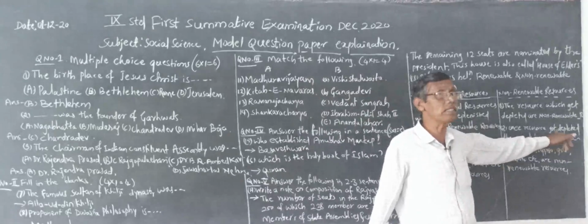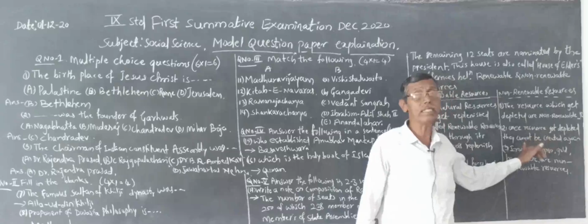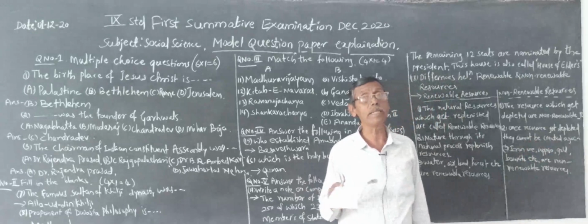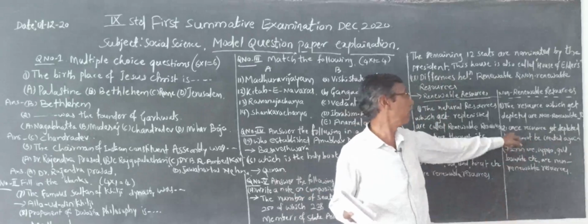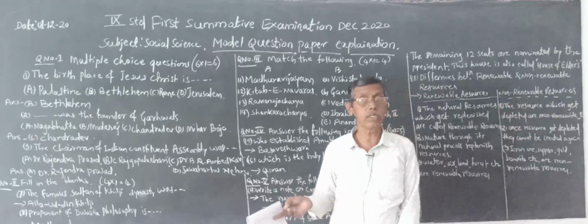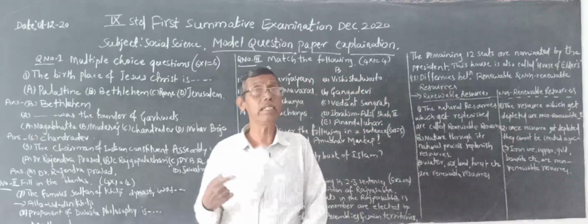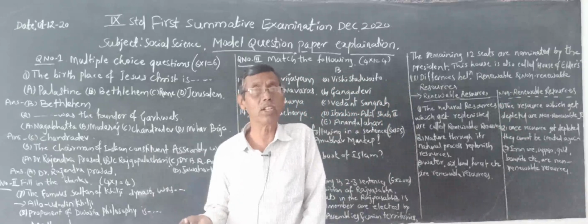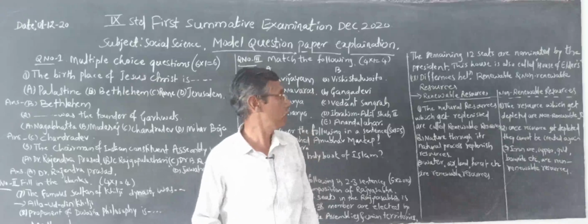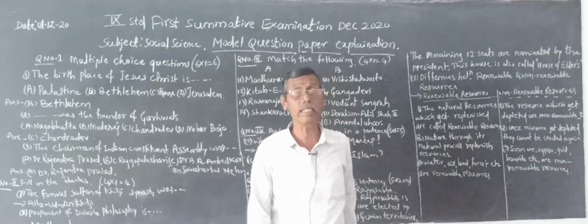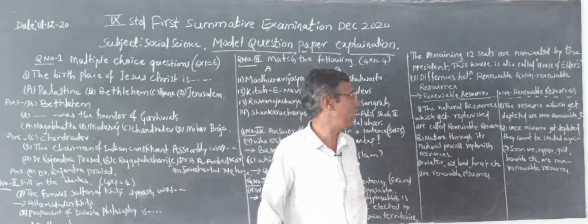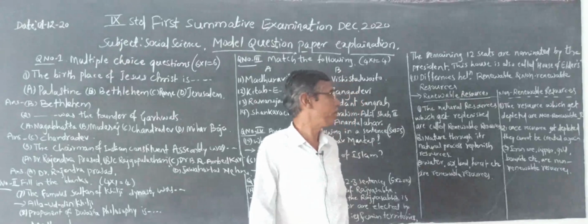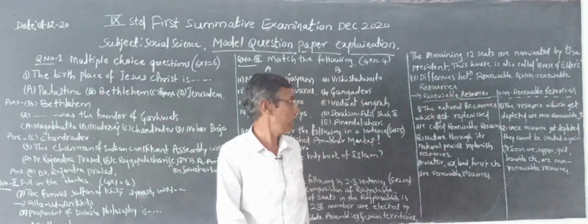once resources get exhausted or depleted, they cannot be created again. These are the non-renewable resources. They will not be created once again. Once they are exhausted, they will be exhausted. It will be empty. So once resources get exhausted or depleted, they cannot be created again. These are the non-renewable resources.